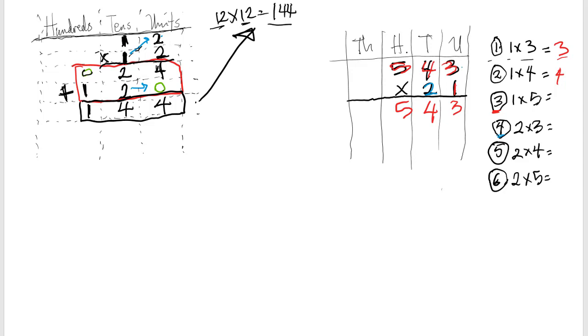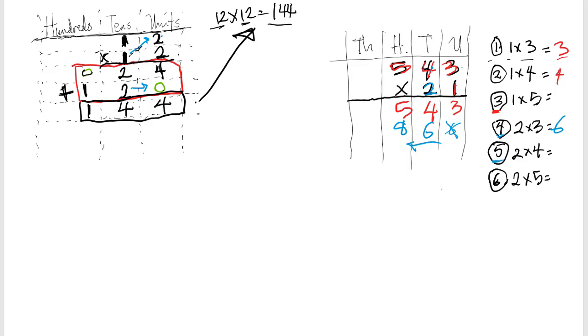2 times 3 is 6. You write 6, but remember, you don't write 6 here. You write 6 under 2 because you're starting with 2. Then you go to 2 times 4. 2 times 4 is what? 8. You don't write it under here. You proceed this way.